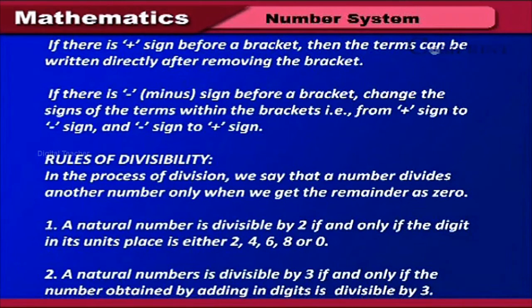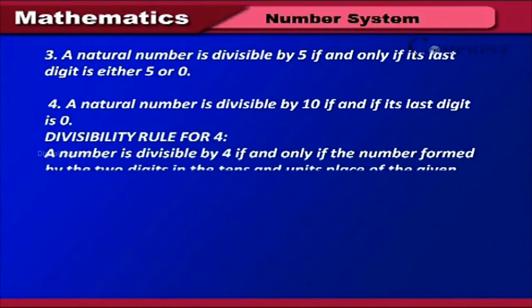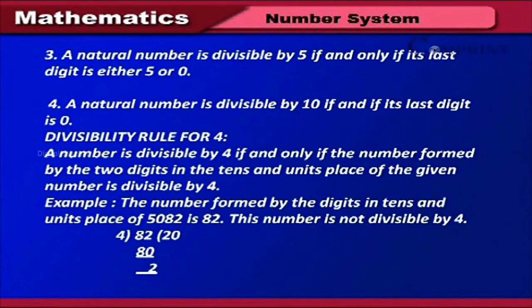A natural number is divisible by 3 if and only if the number obtained by adding its digits is divisible by 3. A natural number is divisible by 5 if and only if its last digit is either 5 or 0. A natural number is divisible by 10 if and only if its last digit is 0.